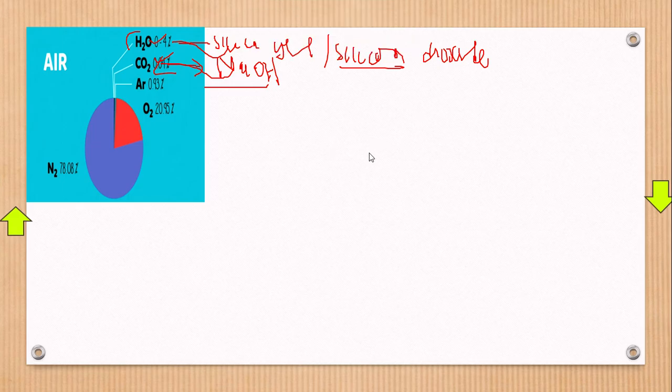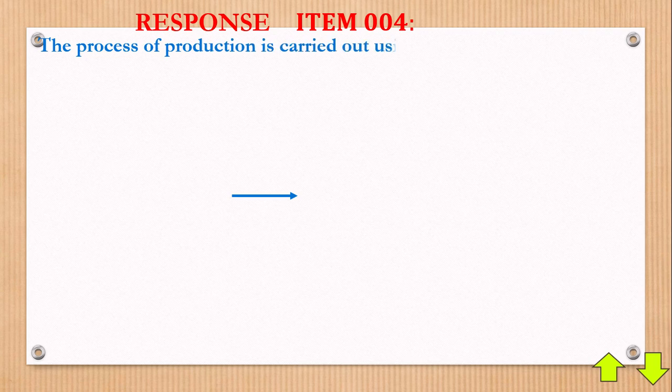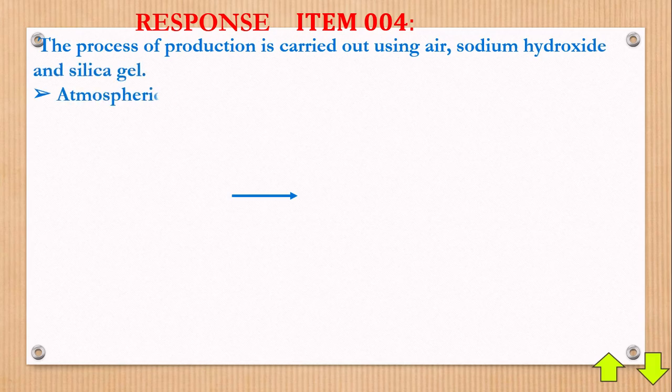Okay, with that, let's see how that can be put in writing. We're going to move in bits until we get there. Let us see how this can be put into writing. We start with the first step. So we're saying that the process of production is carried out using air, sodium hydroxide, and silica gel.